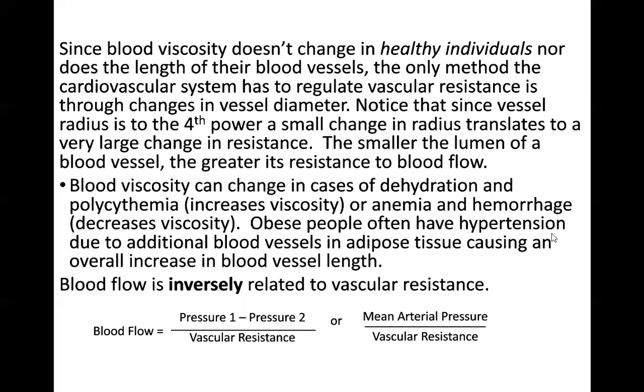Obese people often have hypertension. What's hypertension? High blood pressure. Because they've got a lot of adipose tissue and fat needs blood vessels, that increases the length of their blood vessels. So that affects resistance, and resistance and blood pressure go hand in hand.